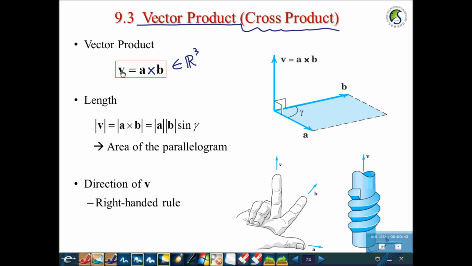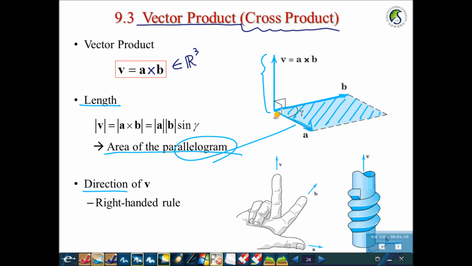Okay. So V, to be a vector, needs to have length and direction, right? So length we define as the area of the parallelogram between the two vectors. Okay, vector A, vector B. The inner side of this makes the parallelogram. This one. And the area is the length of V. This length of V is the area of this parallelogram. And we need direction.